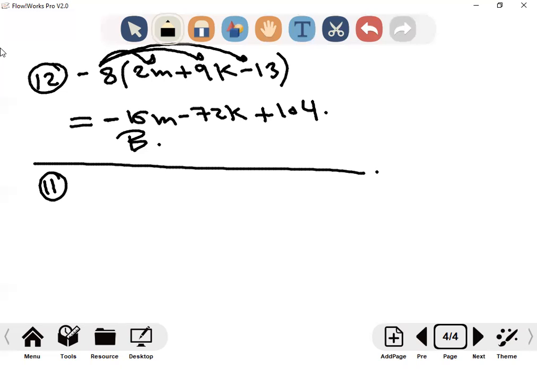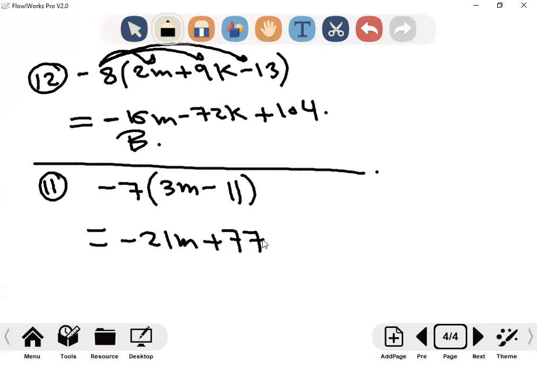Negative 7 times the quantity of triple m, 3m, minus 11. This is the expression, right? We can simplify this expression. Let's simplify it. This is equal negative 21m plus 77. Right. So this is the expression and this is the simplification. Can we simplify more? No, there are no like terms here. We cannot combine negative 21 with 77, and we talked about that.